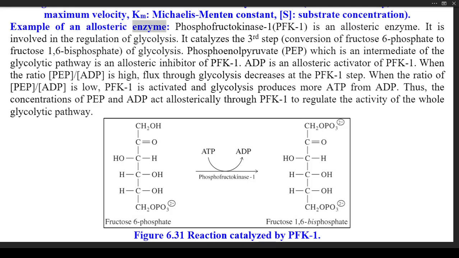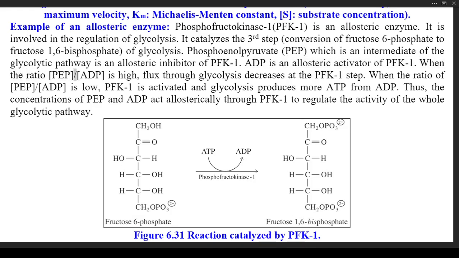Example of an allosteric enzyme: phosphofructokinase 1, PFK1, is an allosteric enzyme. It is involved in the regulation of glycolysis. It catalyzes the third step, conversion of fructose 6-phosphate to fructose 1,6-bisphosphate, of glycolysis. Phosphoenolpyruvate, PEP, which is an intermediate of the glycolytic pathway, is an allosteric inhibitor of PFK1. ADP is an allosteric activator of PFK1.